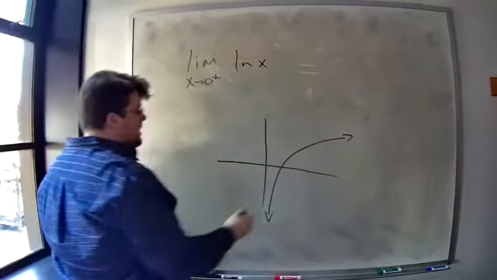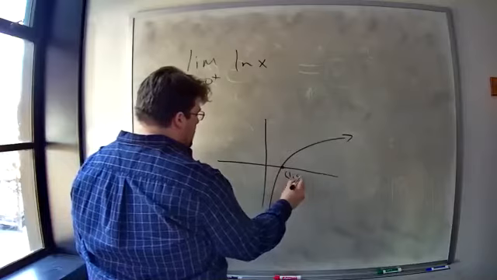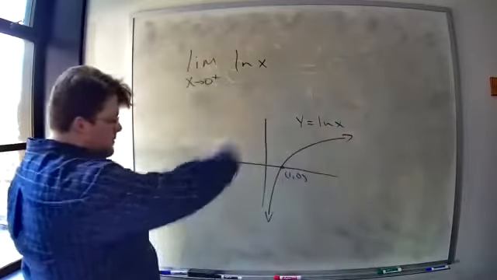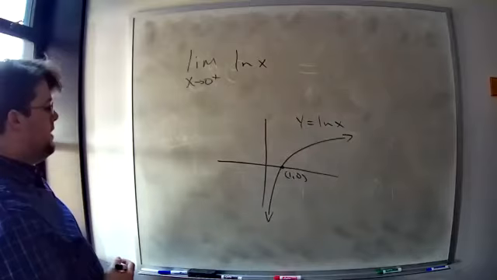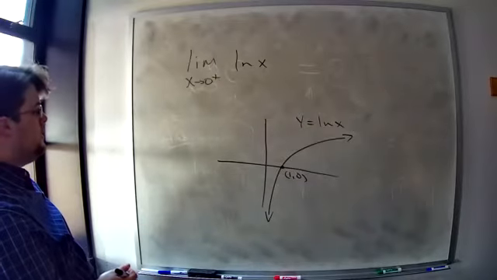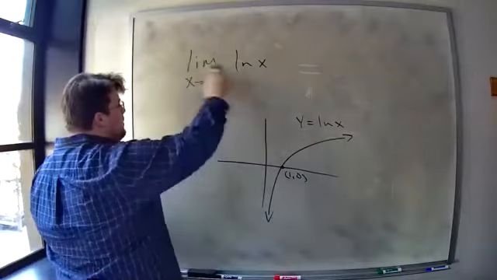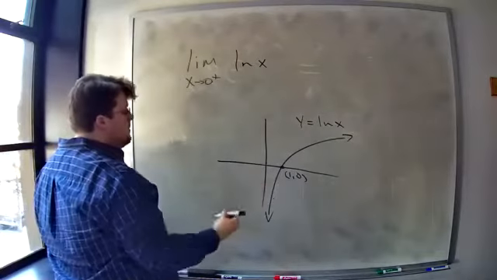The graph of the logarithm looks like that. It goes through 1, 0. Goes up like that, goes down like that. So we have this graph of log x, and we can observe in this the behavior as x approaches 0 from the right of 0.